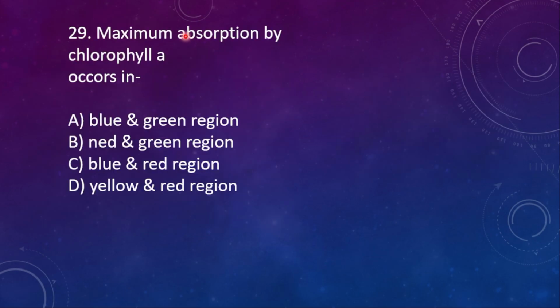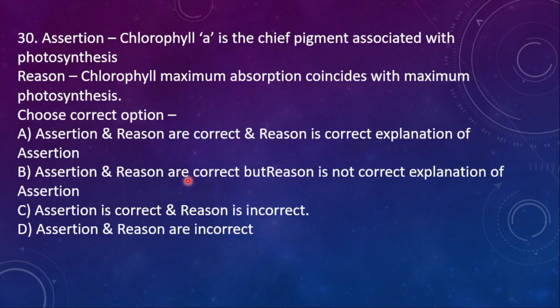29th question. Maximum absorption by chlorophyll A occurs in: A, blue and green region; B, red and green region; C, blue and red region; D, yellow and red region. So the maximum absorption of chlorophyll is in the blue and red region.